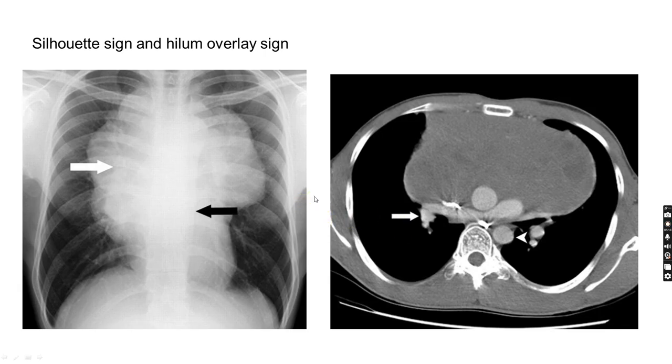Then we will see hilum overlay sign. It is actually an extension of silhouette sign. You can see this mediastinal lesion, and you can see the sharp line of the hila here. So it will say either it is anterior or posterior to the hila. This lesion is not in anatomical continuity with this border of the hila, but it has to be either anterior or posterior. So it is a hilum overlay sign.